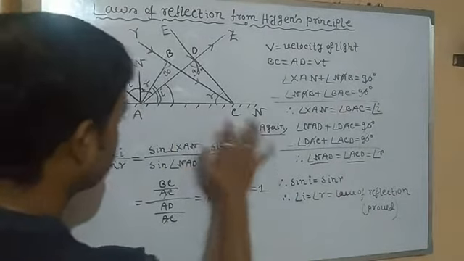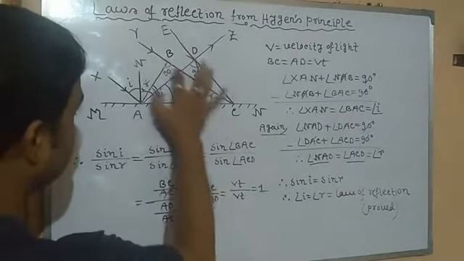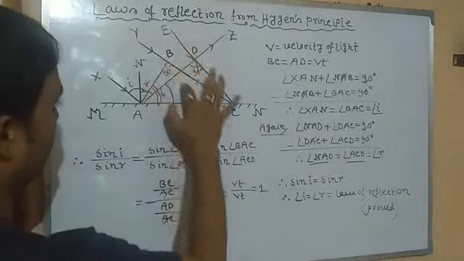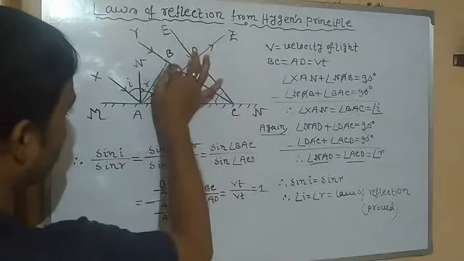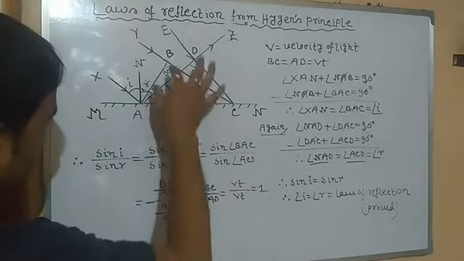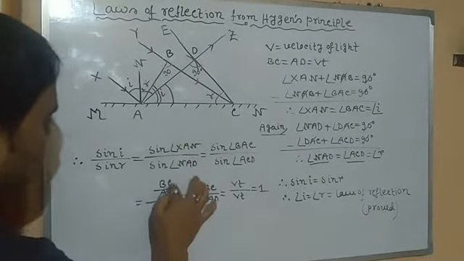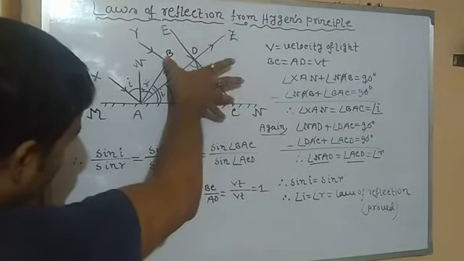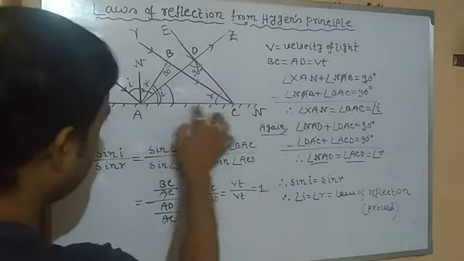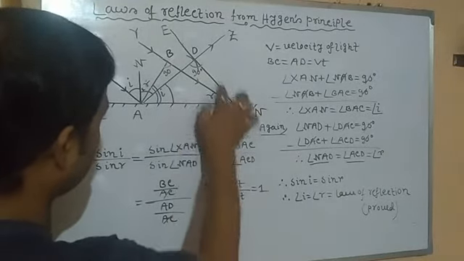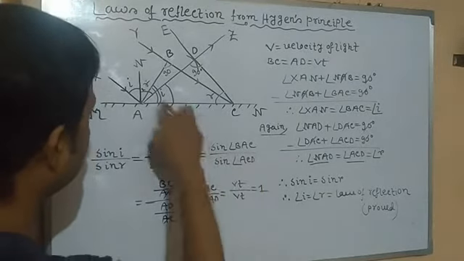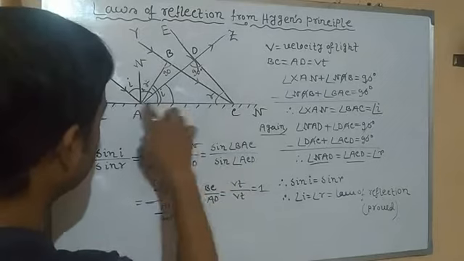Now what is sin BAC? Sin BAC, this is a right angle triangle. This is 90 degrees because of the wave front and the direction of light. So this is perpendicular, this is the hypotenuse. So sin theta is equal to perpendicular by hypotenuse, BC by AC, divided by sin ACD. In ACD, this right angle triangle, there are two right angle triangles, ABC, isn't it? And ADC.